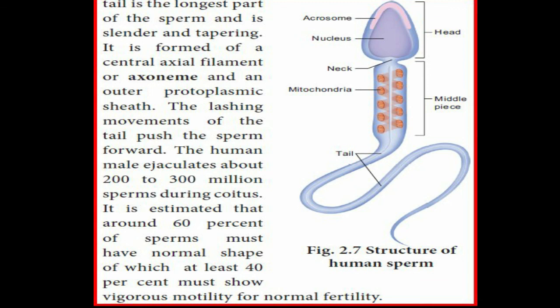Okay, children, the human male ejaculates about 200 to 300 million sperms during coitus. And 60% of the sperm must have normal shape and 40% must show vigorous motility for normal fertility, children. Okay, it's clear, children? That's all about the structure of sperm, children. Next, we are going to see oogenesis.